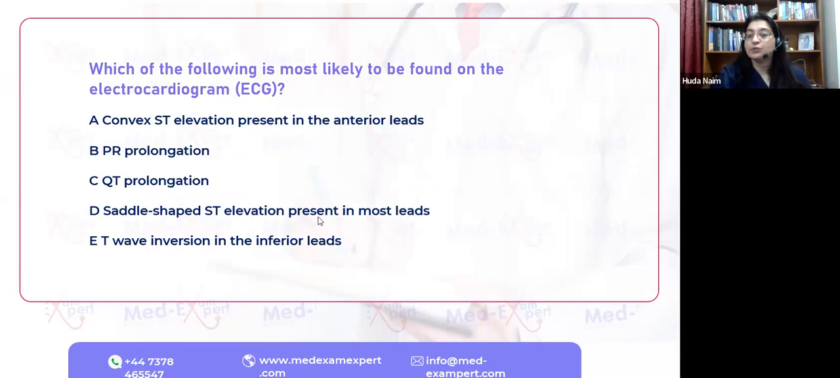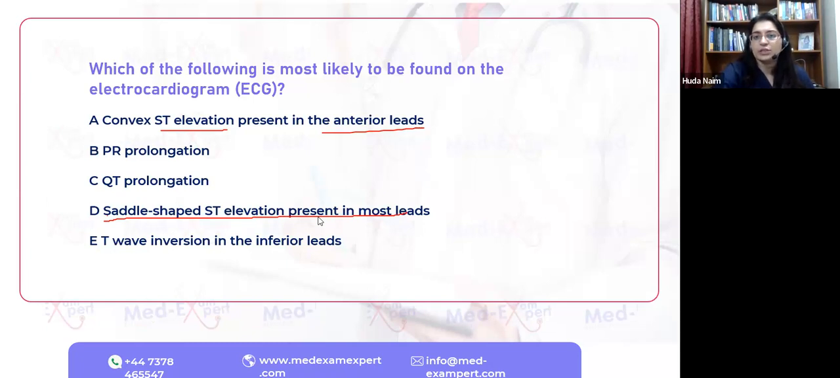See, you don't even need to know the entire question. You already know the information. So now read the question stem carefully. They've already mentioned ST elevation in the anterior leads, or is it saddle ST elevation in all the leads? Be careful about your information. You know the answer, but while you're marking the answer, please read all the options carefully. Don't make a mistake in reading the question.